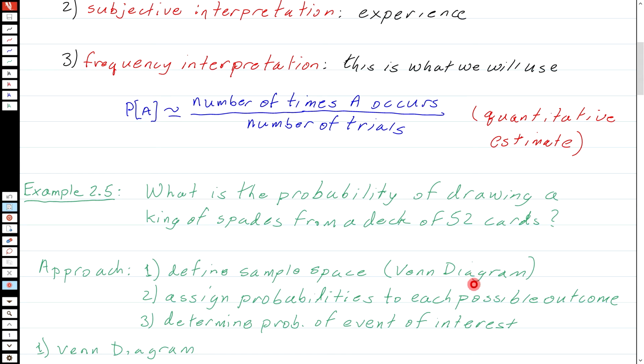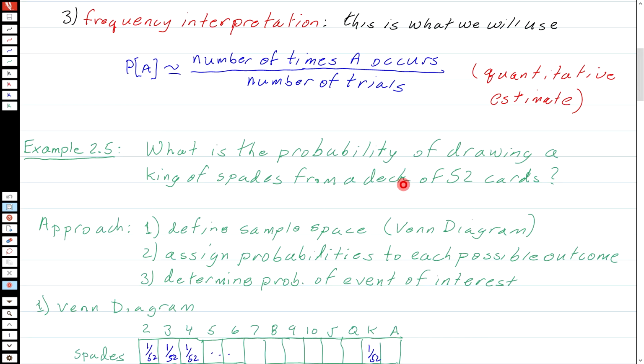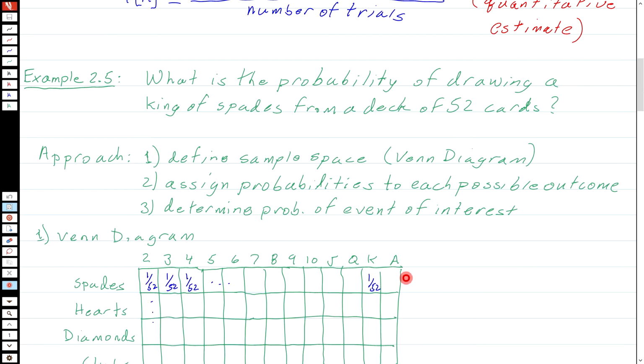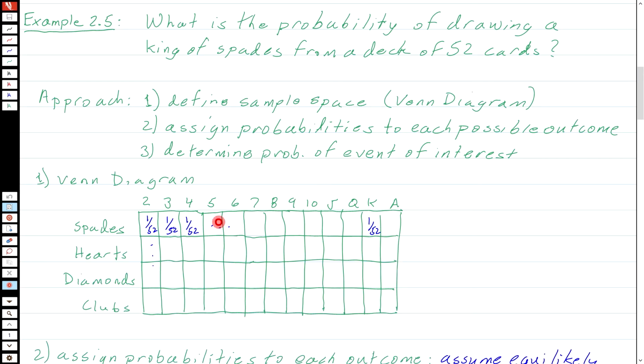Example 2.5. What is the probability of drawing a king of spades from a deck of 52 cards? The basic approach is to first of all define the sample space and draw a Venn diagram if you can, assign probabilities to each possible outcome in the sample space, and then determine the probability of the event of interest. So the Venn diagram for this particular problem is all 13 card numbers. I'm going to let ace be high, so it's 2, 3, 4, 5, 6, 7, 8, 9, 10, jack, queen, king, ace. And then we have 4 suits: spades, hearts, diamonds, clubs.